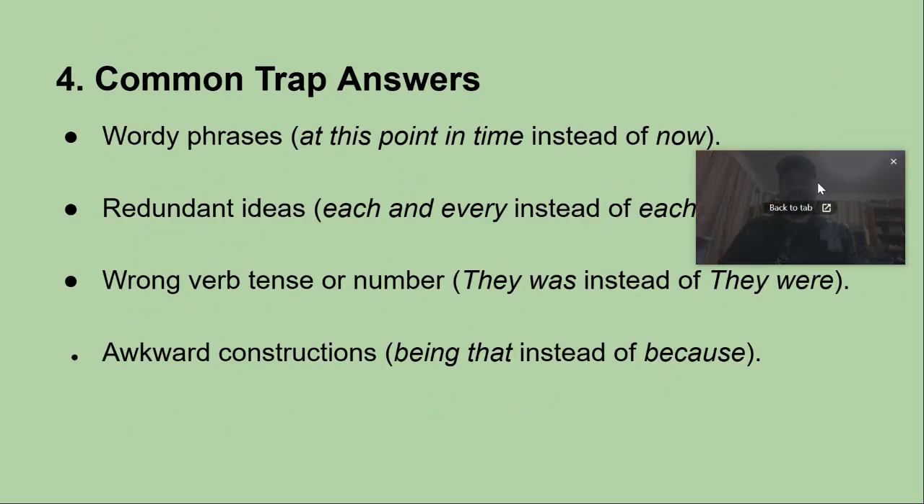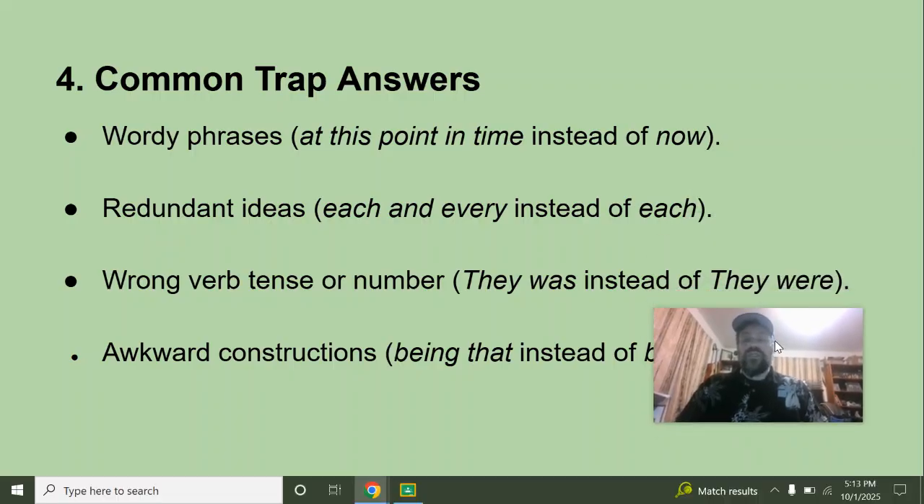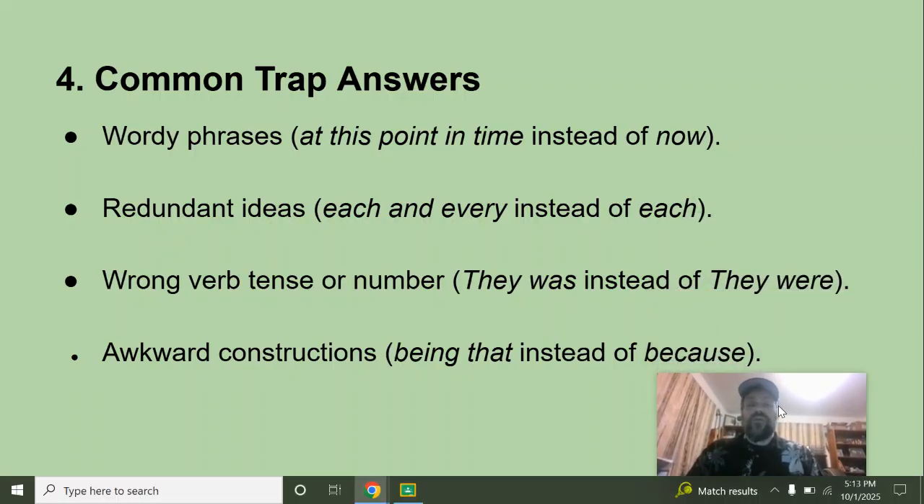All right. Now, here's some common trap answers here. When they start getting wordy, like "at this point in time," instead of saying "now," so you could see that there. Redundant ideas, again, "each and every" instead of "each," when you're saying things that you don't necessarily need to. Let's see, wrong verb, tense, and number. We were talking about that before. You guys were doing pretty good on that one. "They" instead of "they were." Awkward constructions, "being that" instead of just saying "because."